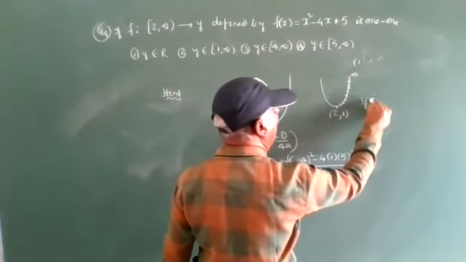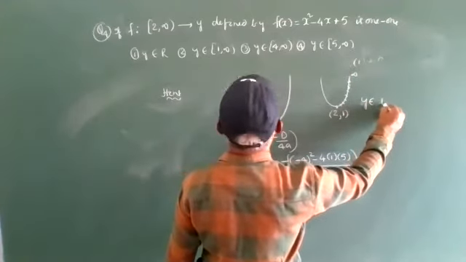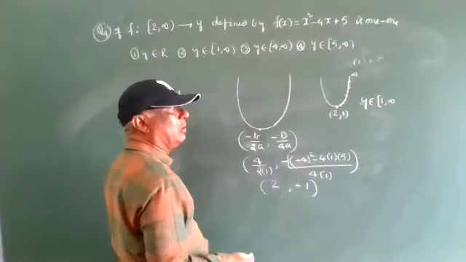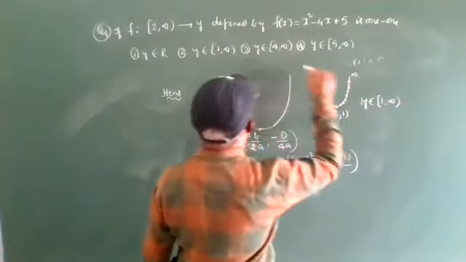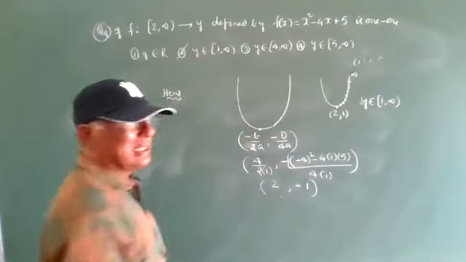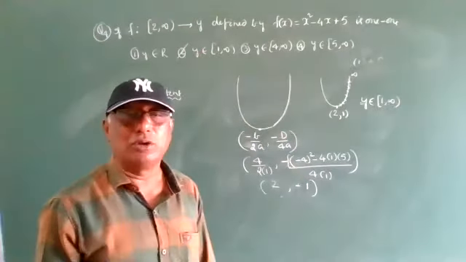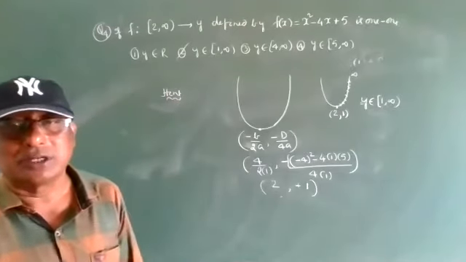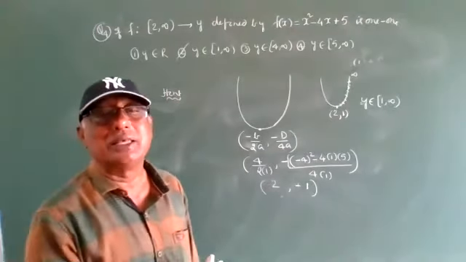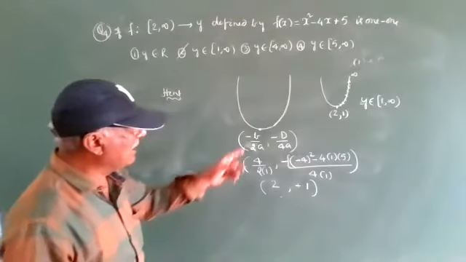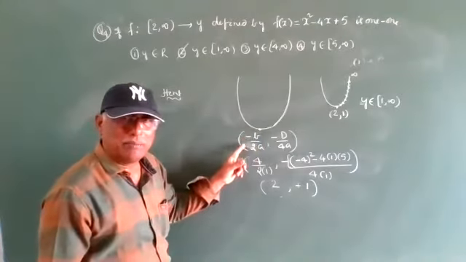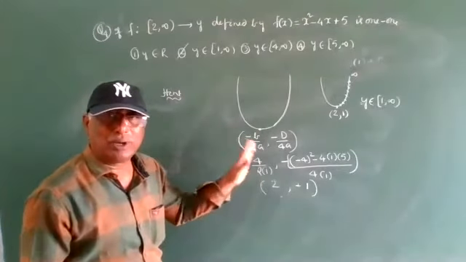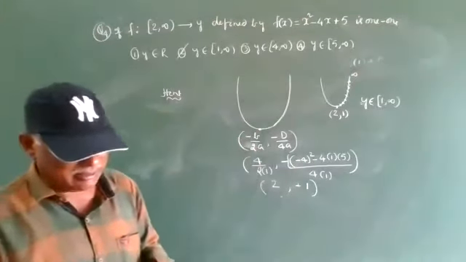Therefore, y belongs to 1 to infinity, including 1 also. Therefore, the answer is the second option. So the derivative method also applies, or this quadratic equation method also applies, and we can get it easily. But remember, its point of contact should be minus b by 2a and minus d by 4a. So this is the problem.